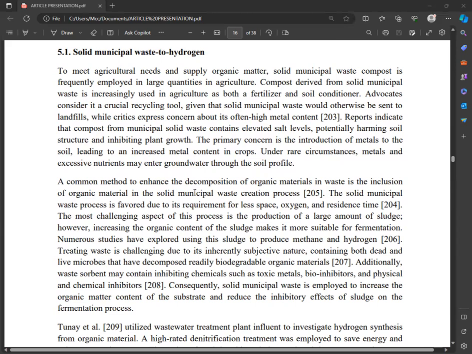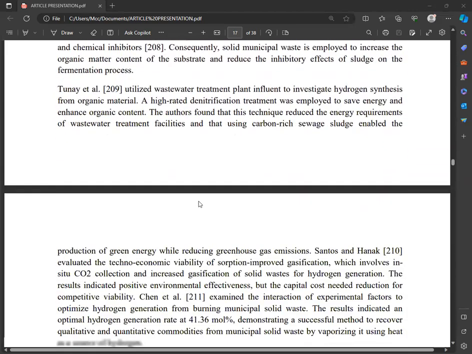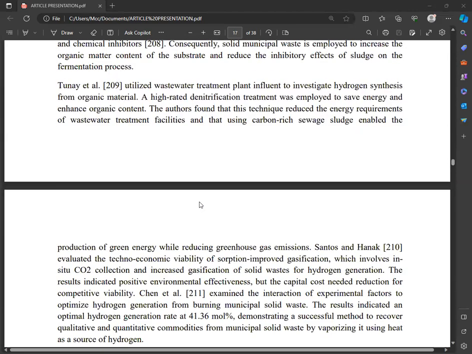The solid municipal waste process is favored due to the requirement for less space, oxygen, and residence time. But the most challenging aspect of this process is the production of a large amount of sludge. However, increasing the organic content of the sludge makes it more suitable for fermentation. In a research paper, Chune et al., scientists, utilized a wastewater treatment plant in Flint to investigate hydrogen synthesis from organic material.